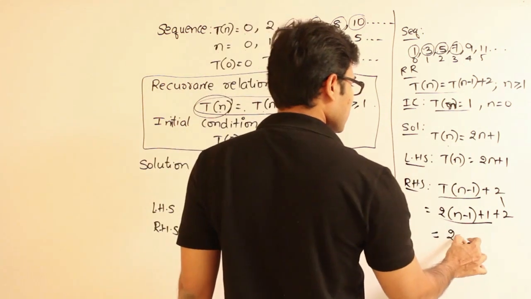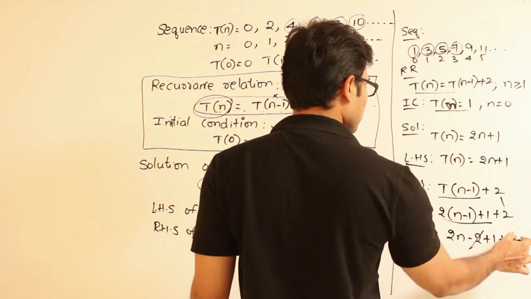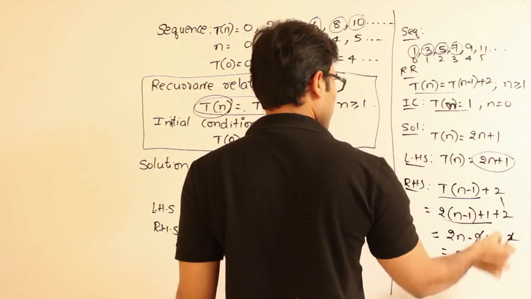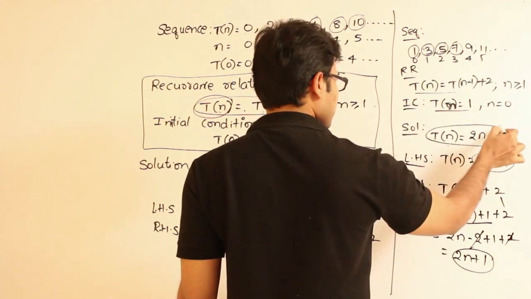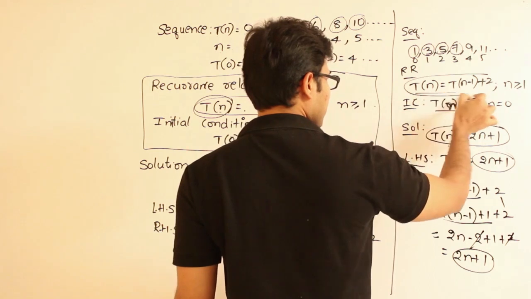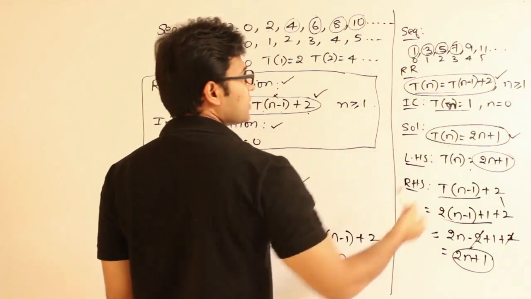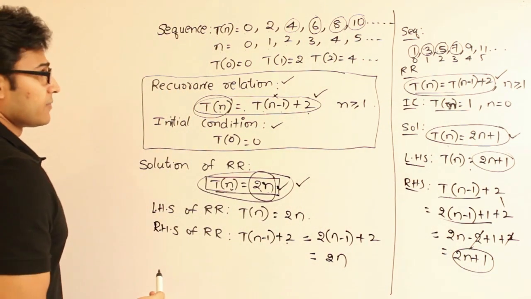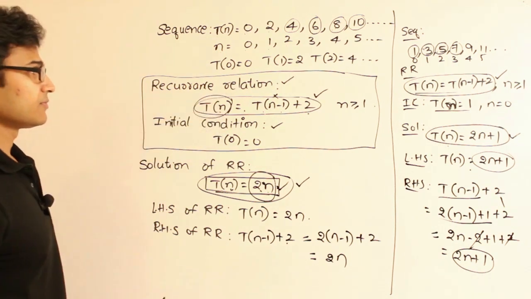Then what do you get here? 2n minus 2 plus 1 plus 2, that is nothing but 2n plus 1. Now if you observe, both LHS and RHS are same, which means this particular solution is satisfying this particular equation. Therefore this is called a solution of this equation given these conditions. Got it?